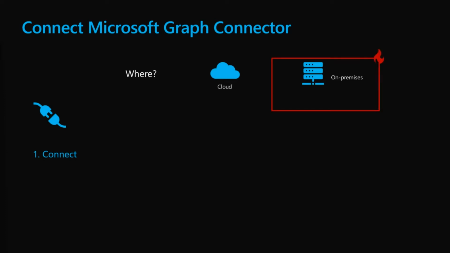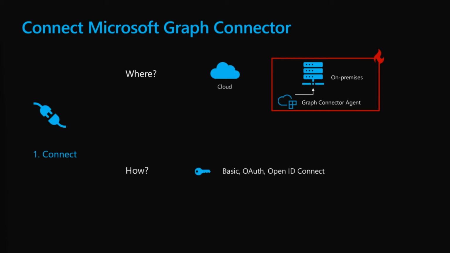Your on-premises data source might be within your organizational firewall. To help in these cases, we have built a lightweight Graph Connector agent. It will run as a service within the organizational boundary and securely communicates with Graph Connector APIs.